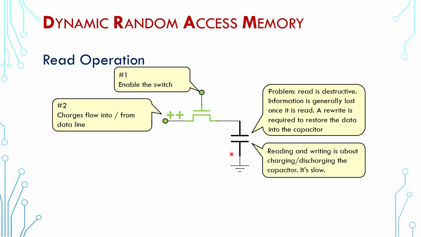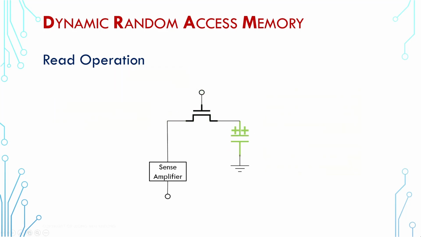Well, writing and reading involves charging and discharging the capacitor, which is slow. If reading requires an extra write, it basically doubles the time. That is why another mechanism is introduced. That mechanism is by using a sense amplifier. Now let's look at it step by step.